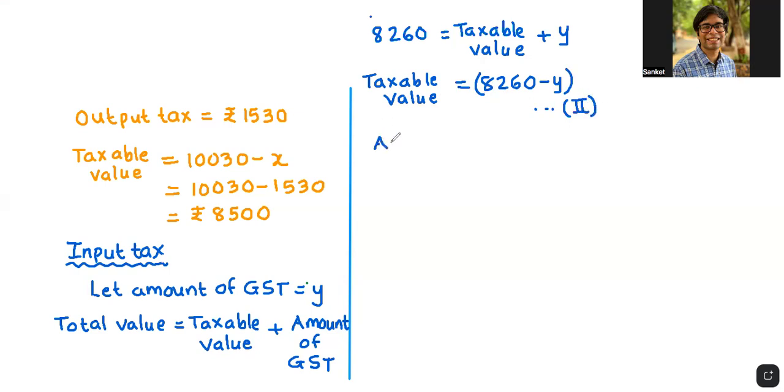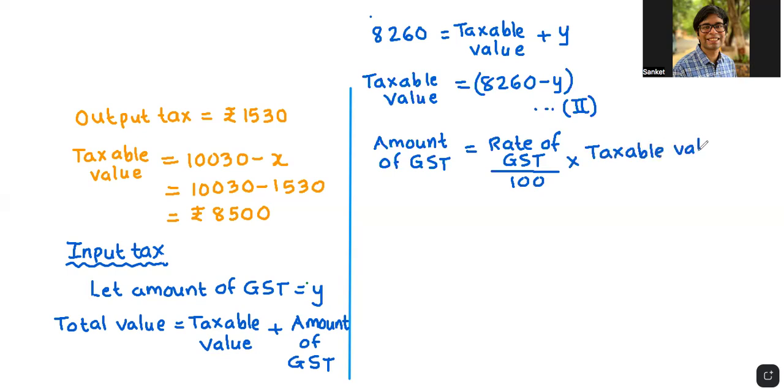I also know that amount of GST can be calculated from rate of GST. So rate of GST upon 100 times taxable value. Rate of GST is given to me as 18%. Amount of GST is Y. Taxable value is 8260 minus Y. This is from equation 2.